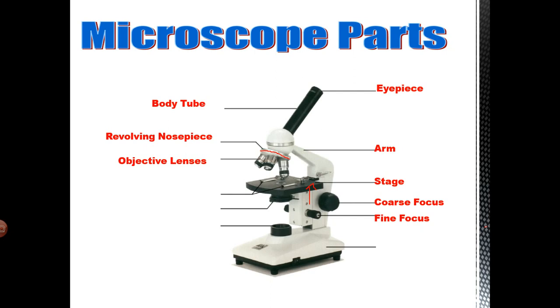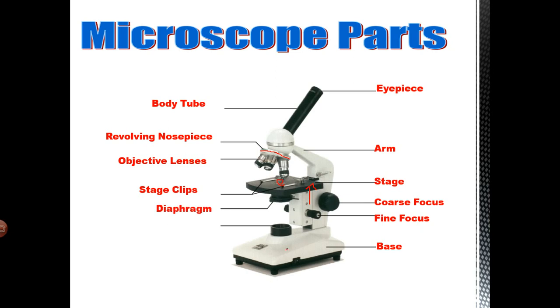The stage is the platform that you put the slide on. Notice there's a hole in the stage right here. That's where the light shines through. And the stage clips are used to hold the slide in place so it doesn't go flying off if you happen to bump your microscope, because then it becomes really difficult to find what you were looking for. The base is at the bottom of the microscope. That's where all the electrical parts are stored, and it provides the support for it to sit on.